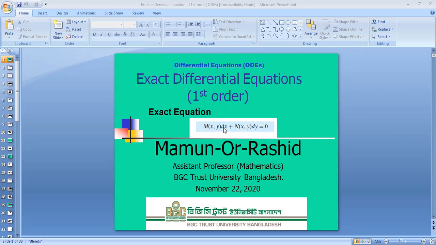Actually there will be two parts. One is M, a function of x, y, and another function N of x, y, and if we can arrange the differential equation like this, M dx plus N dy equals 0, then the form of the differential equation will be exact.